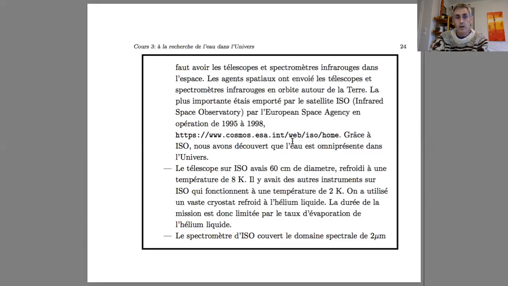So the diameter of the telescope was only 60 centimeters, which is not big for a land-based telescope. It'd be a small telescope here on Earth, but when that's a telescope in space, that can achieve quite a bit. And they had to keep the instruments cold, or the telescope itself at 8 Kelvin, and some of the instruments on board were kept at 2 Kelvin. Remember, this is 2 degrees above absolute zero, so these are really cold temperatures.